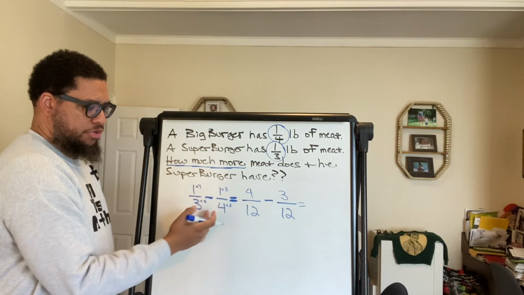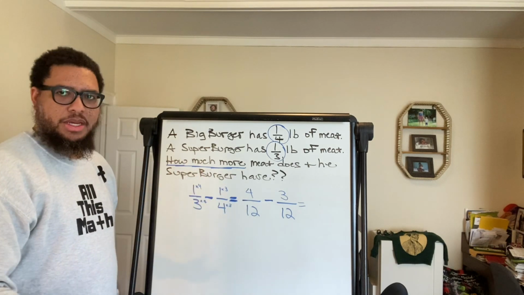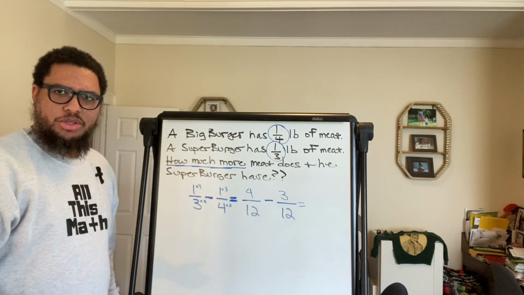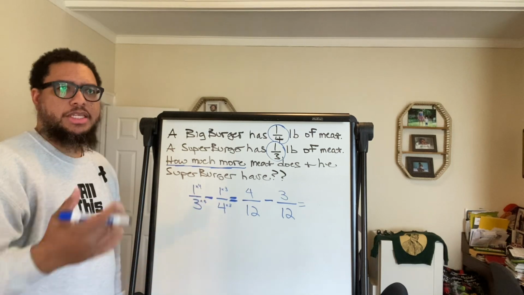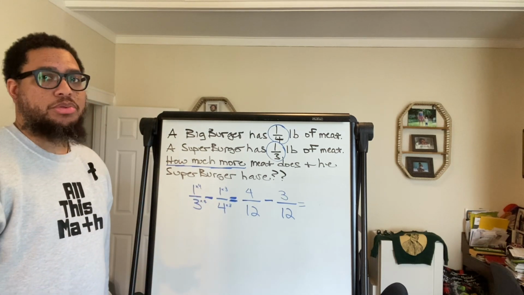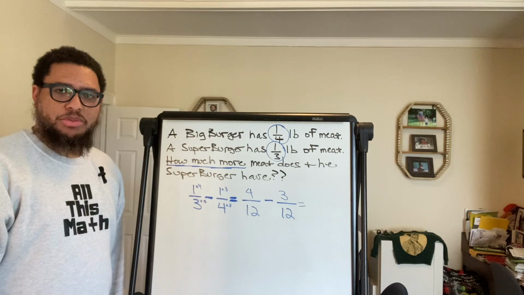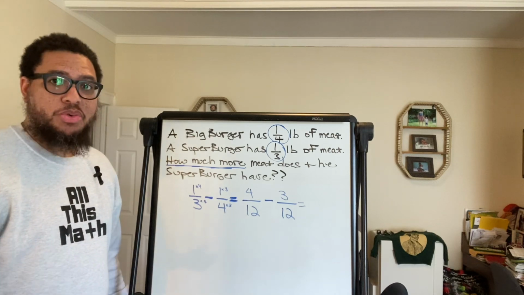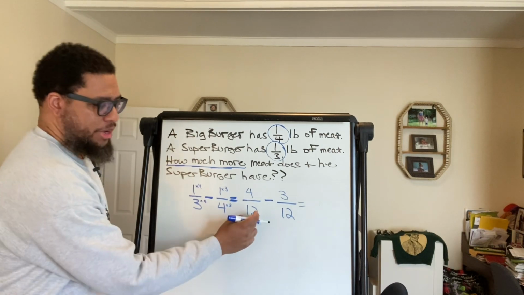I can't subtract fourths from thirds. What does that even mean? Like fourths? How are you going to do that? That's like subtracting apples from oranges. That's like somebody saying I got 5 apples, subtract 3 oranges from 5 apples. What are you talking about? You can't do that. That doesn't make any sense. But now we got common denominators.